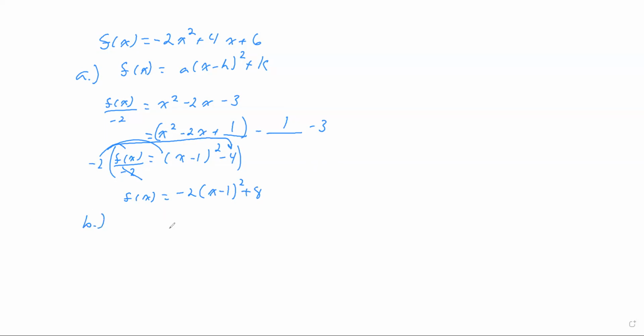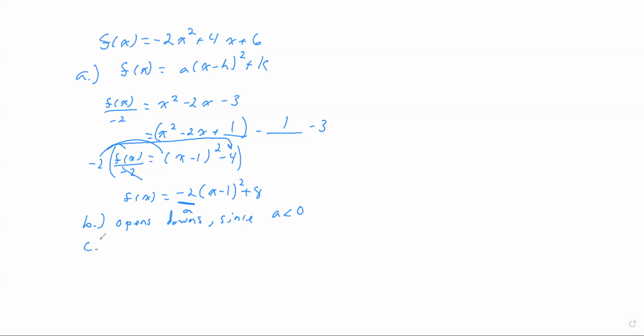Part B then says determine whether the parabola opens upwards or downwards. All you have to do is pay attention to your a. If the a is positive, it opens up. If the a is negative, it opens down. So this opens downwards, since a was less than 0, this being a.